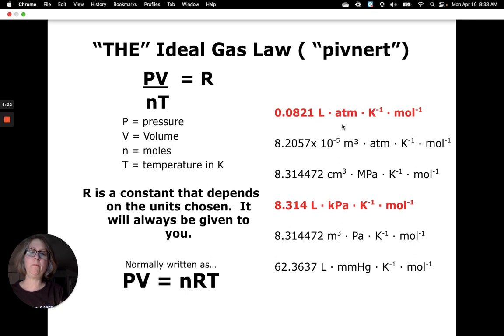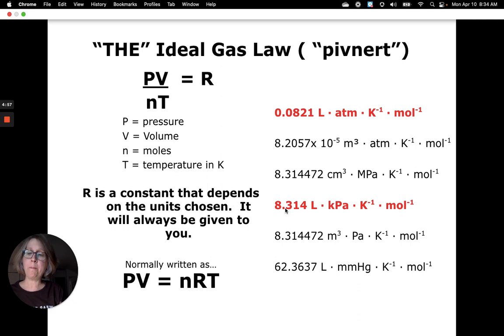Now, what if we don't measure pressure in atmospheres? Well, then we're going to get a different number. So let's look at this one, for example. If we measure pressure in kilopascals rather than atmospheres, but keep liters, Kelvin, and moles the same, you can see that the number changes to 8.314. Now, the number changes, but the value doesn't. If you recall, 1 atmosphere equals 101.3 kilopascals. So think about it. If I multiply this number by 101.3, I pretty much get 8.314. So all we're doing here is changing the unit of pressure.